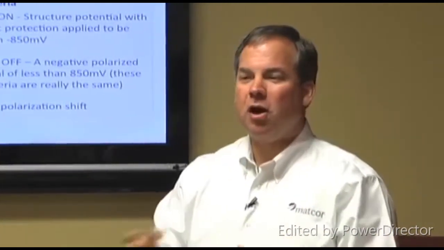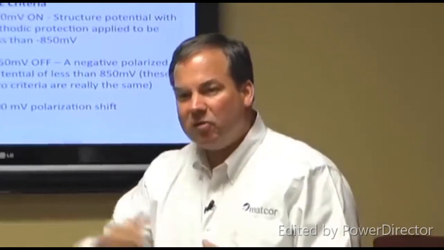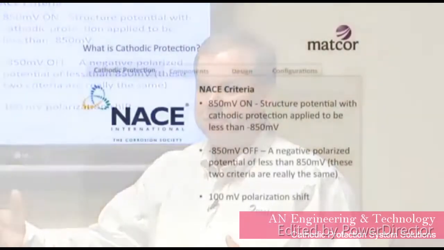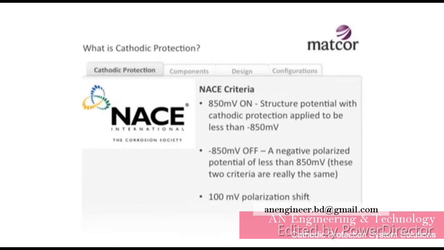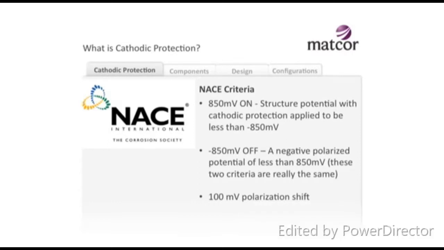And we use on and off. Basically, they're the same. On means that when you have the CP system on, it's negative 850. Off means the minute you turn it off, it's still at negative 850, okay? And there's some technical issues about what the difference is between them, but for the purpose of this discussion, let's just say they're basically the same criteria, negative 850.